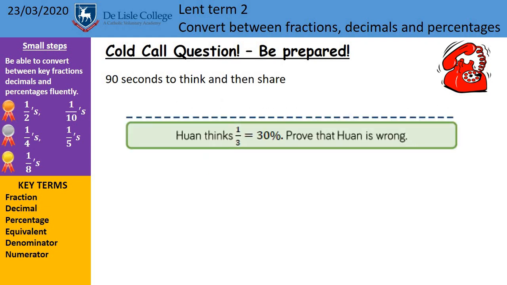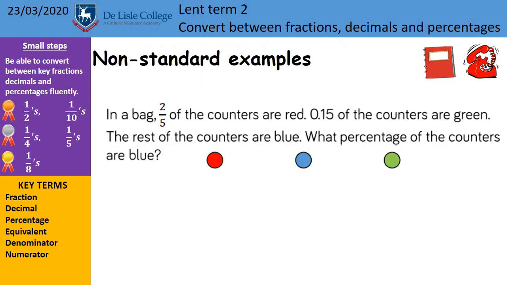Have a look at this question, see if you can answer it. Think about what Juan's done wrong. He thinks 1/3 equals 30%. Prove that Juan is wrong. Please pause the video whilst you do this. Well done. So we should know that 30% is equivalent to 3 over 10, and we know that 3 over 10 does not simplify to 1/3. 3 over 10 is a fraction in its most simple form, and therefore 1/3 could not be equivalent to 30%.